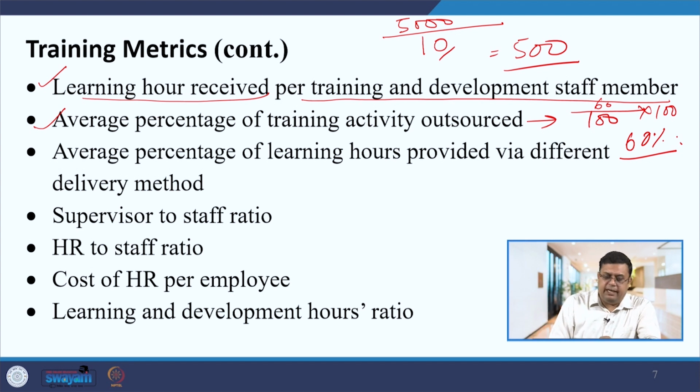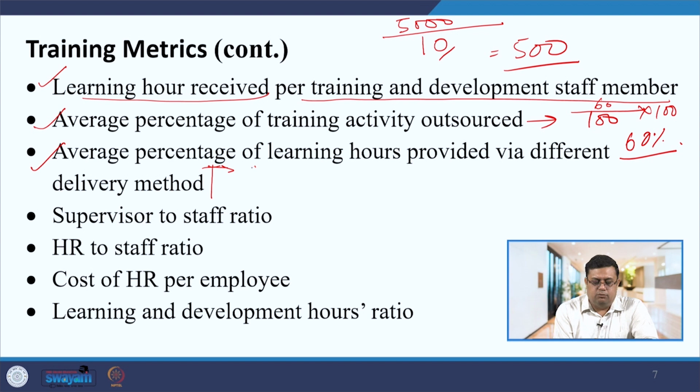The next metric that we can calculate here is the percentage of learning hours provided via different delivery methods, right. As I was discussing earlier, the cost of delivery method: if you are giving the training through online mode, offline mode, an externally trained instructor, or an internal instructor, then what will be the cost of the training per person or per employee. But here what you need to do is calculate the learning hours provided through the various delivery methods.